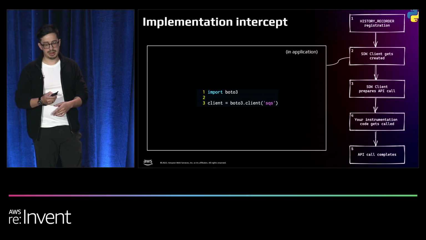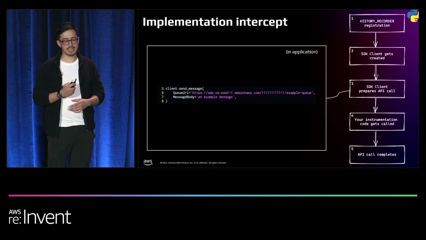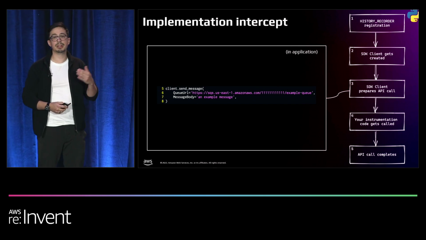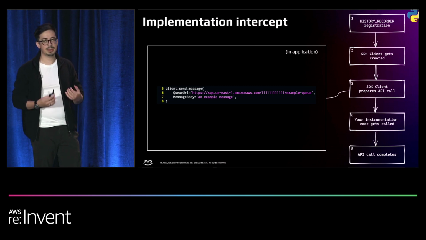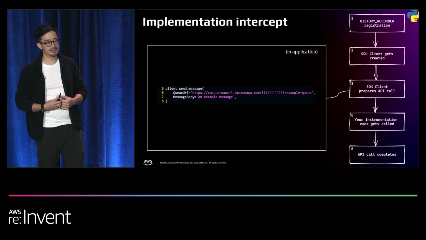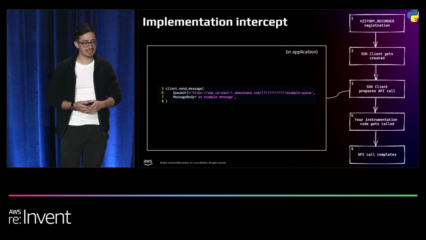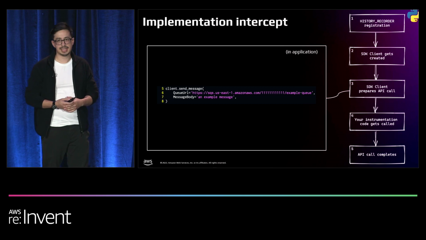So let's say they prepare an API call. And I say prepare because, again, we want to hook before any of these API calls are made. So we will actually see these events before they leave the instance and before they leave some of the client SDK code. So here's just a very basic send message. We're just adding something to a queue.